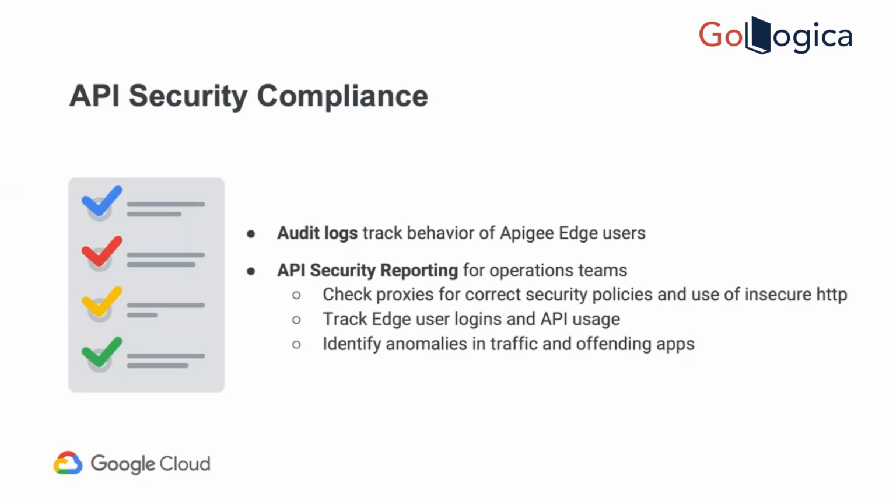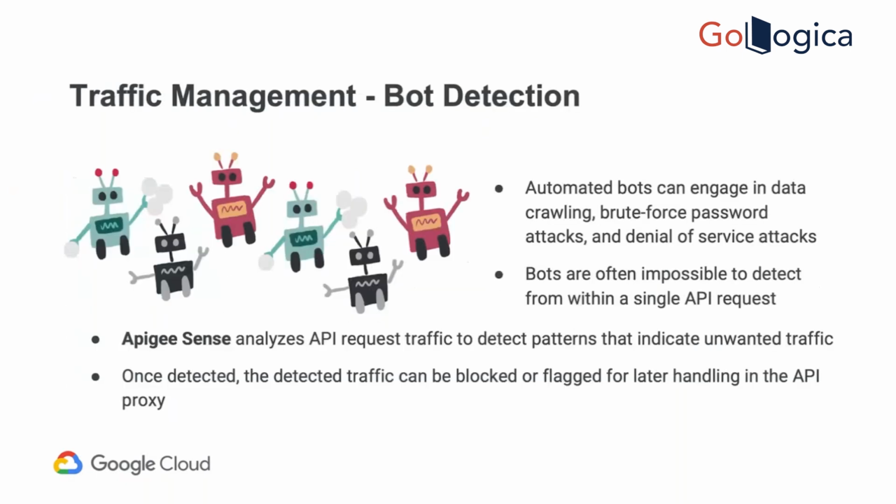If there is any anomaly in the traffic, they will identify it and report it to us. Okay, so the API admins and all those things can be done. Another thing is bot detection.